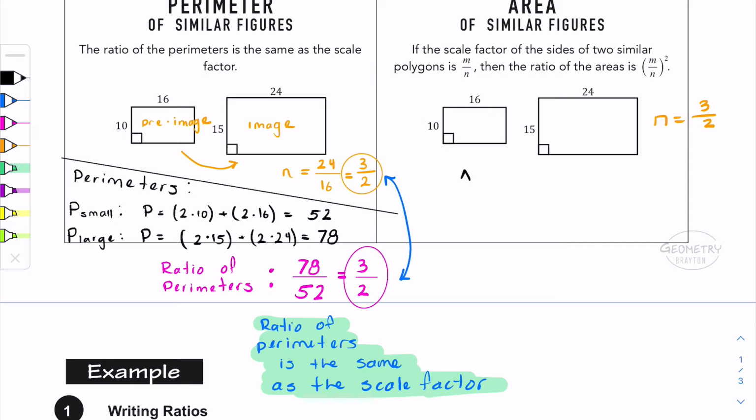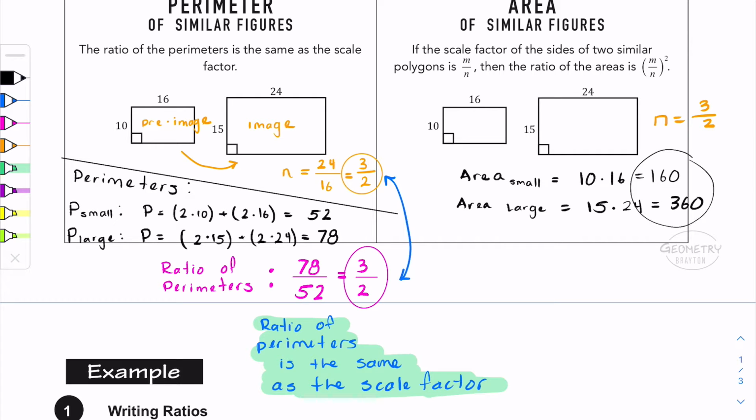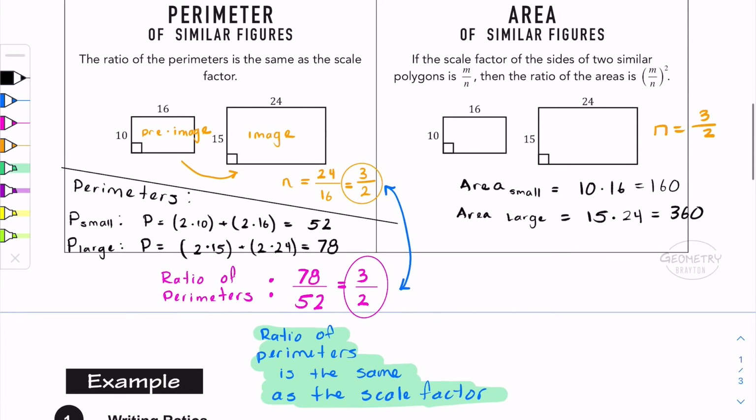Now let's find the areas. If we find the area of the small rectangle, we're going to do 10 times 16, which gives us 160. If we find the area of the large figure, we're going to do 15 times 24, which is equal to 360. So now let's take these 2 values and set up a ratio of the areas.